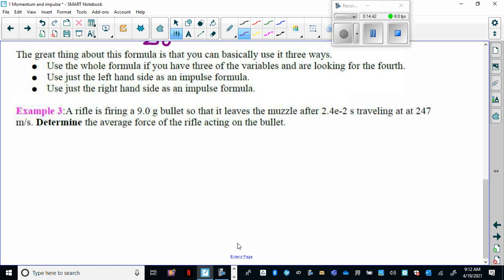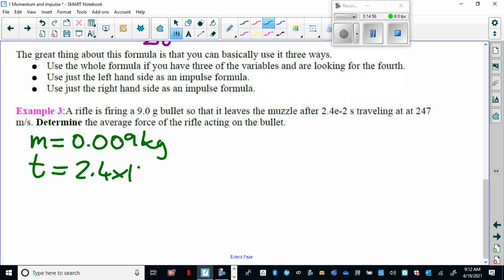A rifle is firing a 9-gram bullet, 0.009 kilograms. Change it to kilograms. So that leaves the muzzle after 2.4 times 10 to the negative 2 seconds, traveling at a velocity of, now, what is this? 247 meters per second. Is that v? Is that vf? Is that vi? Or is that delta v? Well, we would assume that the bullet starts from rest, so we can just call it delta v.